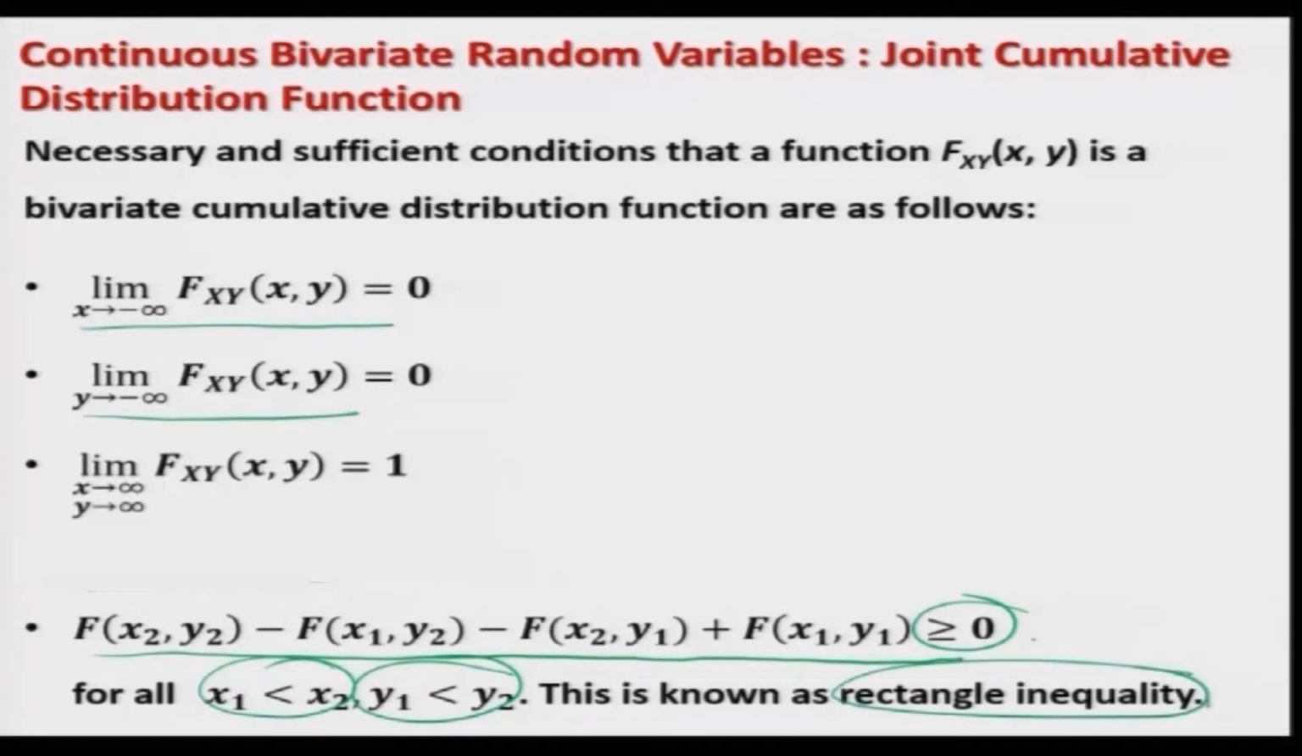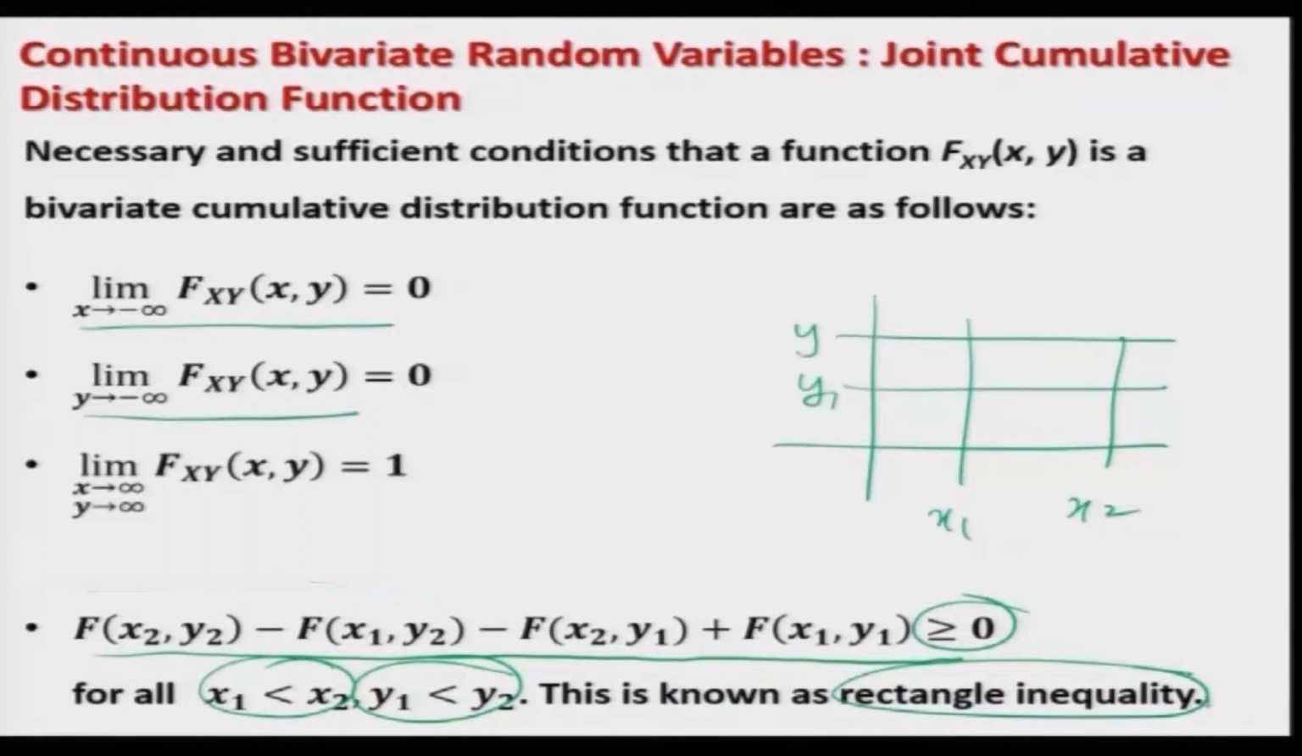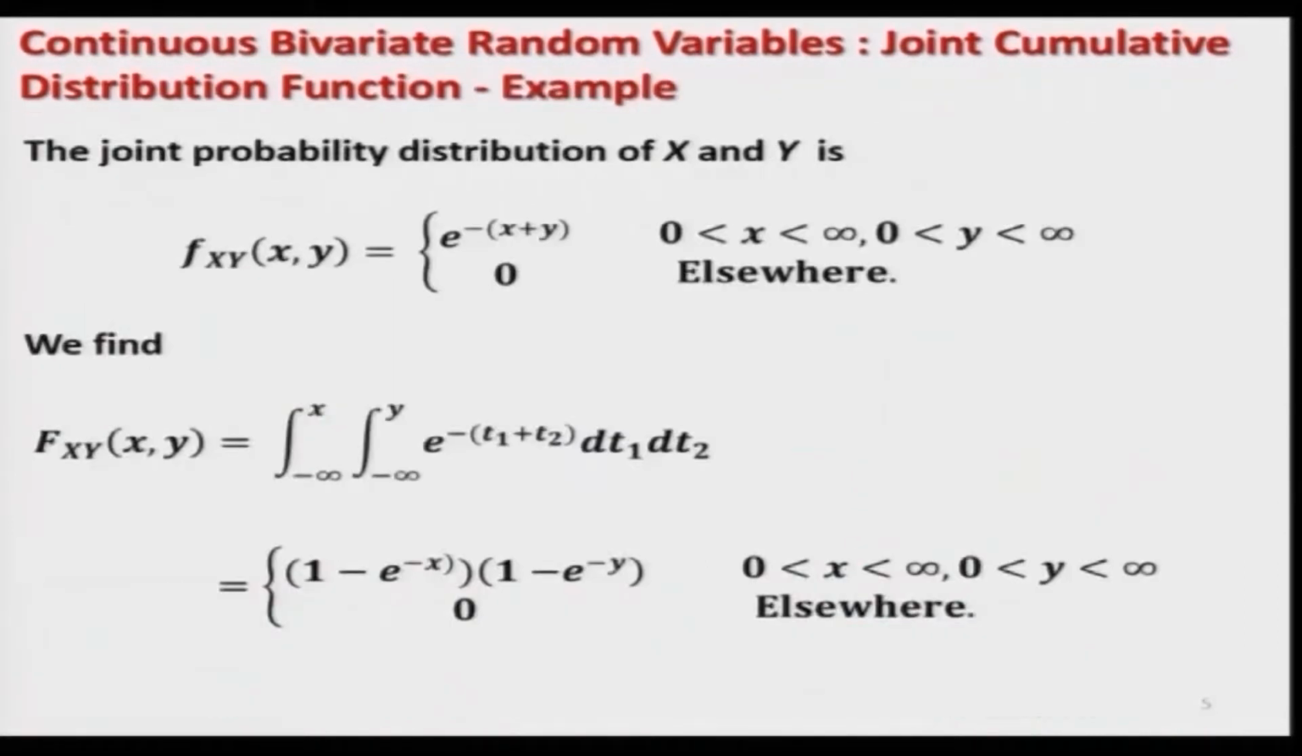and this is called here as a rectangle inequality. Actually, this is like this, that here there is an x1, x2 and here y1 and here y2. So, this is the area, and this inequality is simply trying to ensure that this quantity here that is going to indicate this area, and obviously this area has to be always greater than or equal to 0. The area cannot be negative. So, this is what it is trying to ensure.